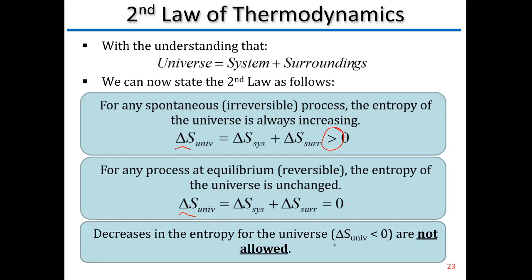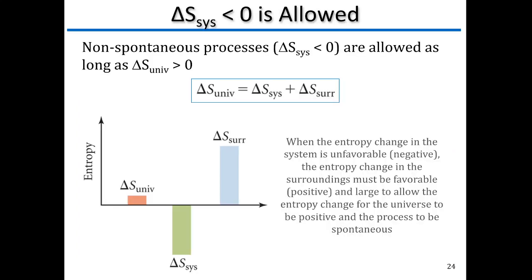Notice, of the universe here. I didn't say a change in entropy was never allowed; it is a decrease in entropy of the universe that is never allowed. So what exactly do I mean by that? We can lower the entropy of the system. For instance, non-spontaneous processes may have a delta S of the system less than 0. They are allowed as long as delta S of the universe is still increasing. So I can lower the entropy of the system as long as overall the entropy of the universe is increasing.